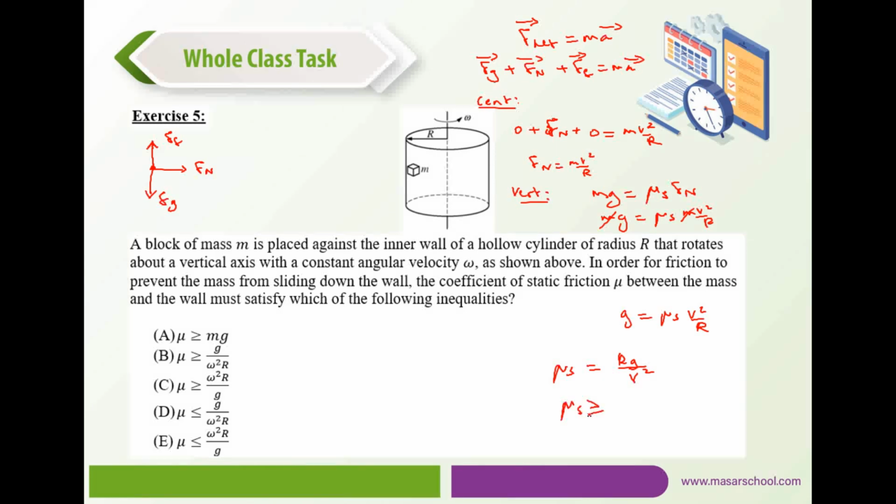Then mu s would be greater or equal to Rg divided by v square, and the correct expression would be none of these because v should be replaced by omega r. So Rg divided by v square, that would be Rg divided by omega r to the power of 2, and that would be g divided by omega square multiplied by r, which makes B the correct choice.